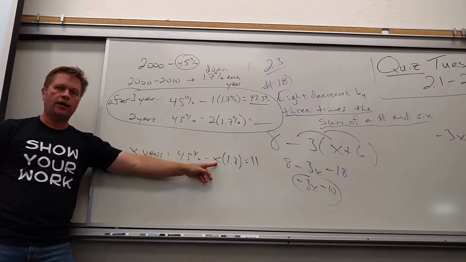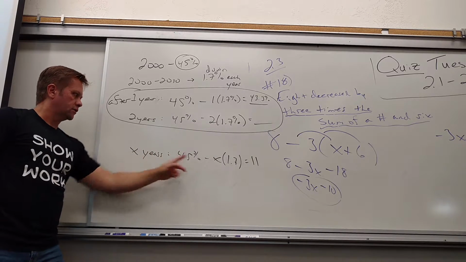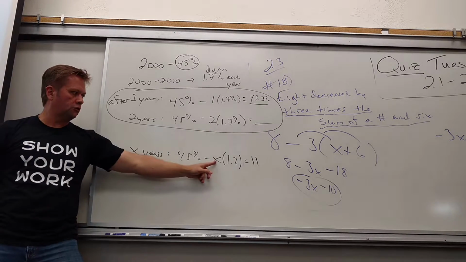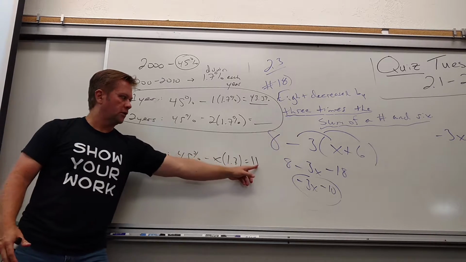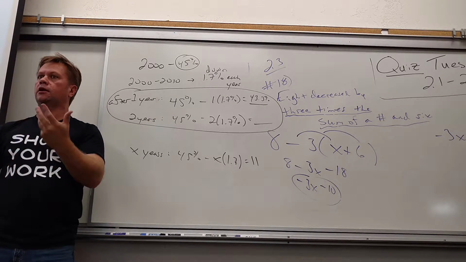And why did I know to put an X there? Because 1, there's a 1. 2, there's a 2. X, there's an X. I mean, the pattern's got to follow. However many years you want, I'm going to decrease it that many times. And then I force it to be 11, so I can solve for X. I can see, well, what would that have to be to make it become?